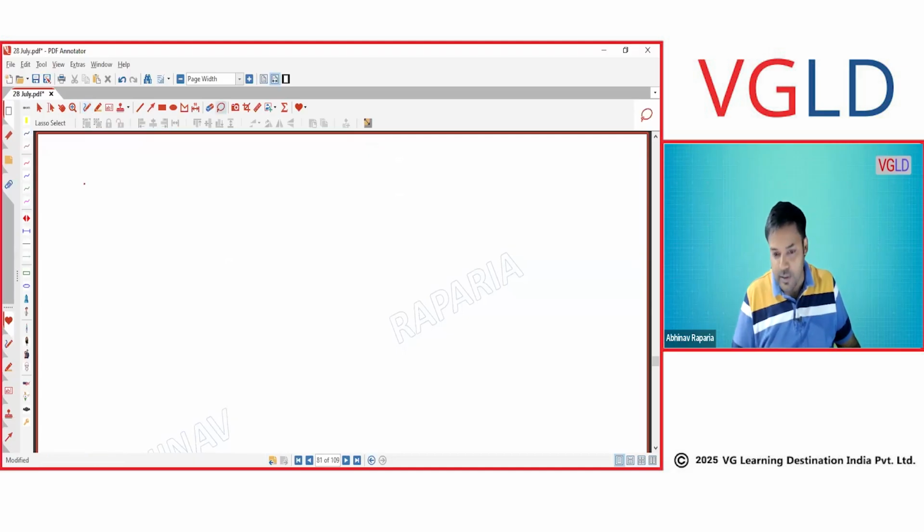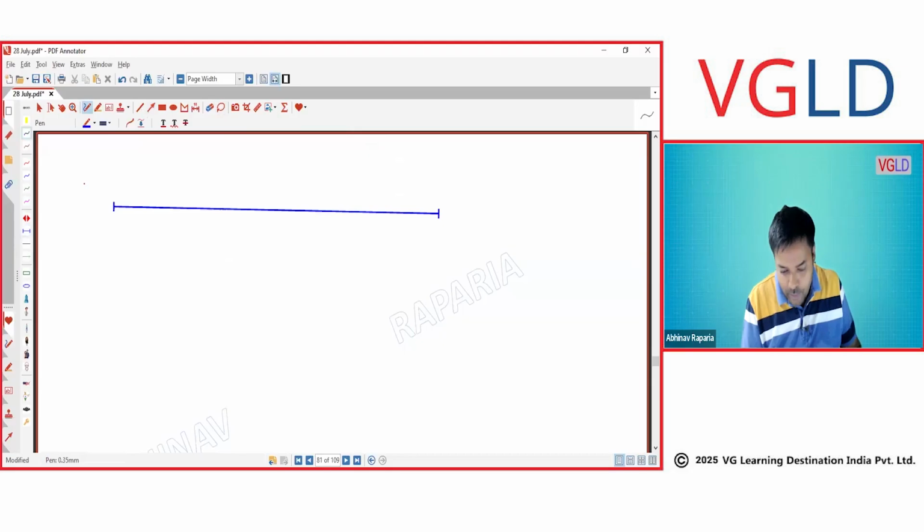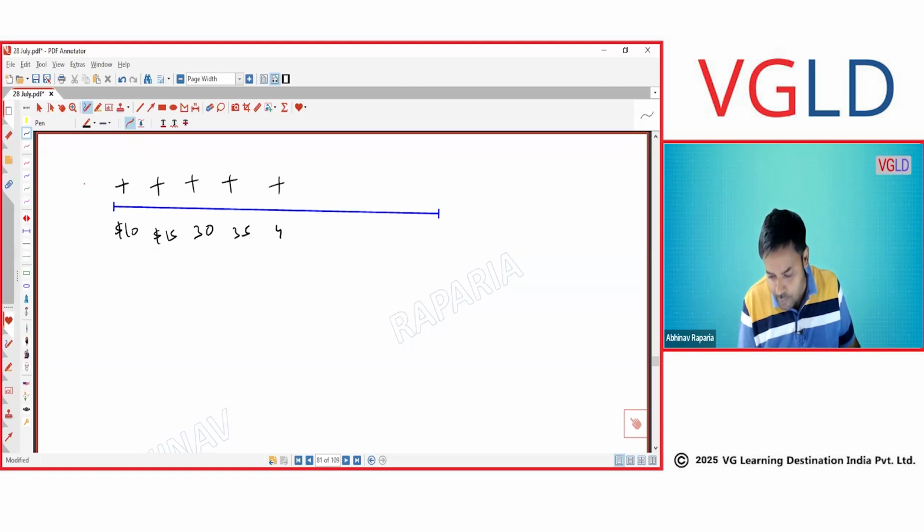Then why are you only worried about the taxation when you don't know FIFO, LIFO? FIFO, LIFO is the inventory method. For example, you are purchasing one item for $10, another item for $15, another item for $30, another item for $35, another item for $45.